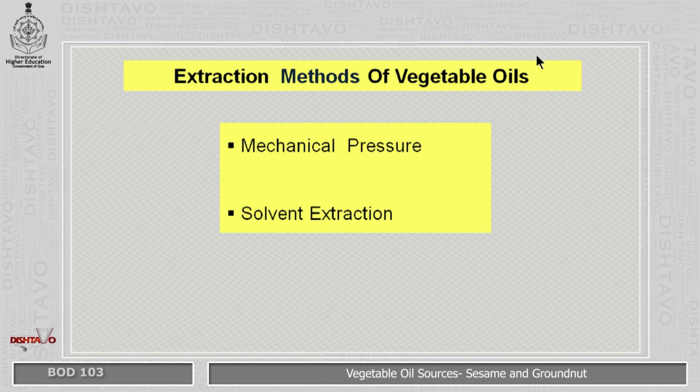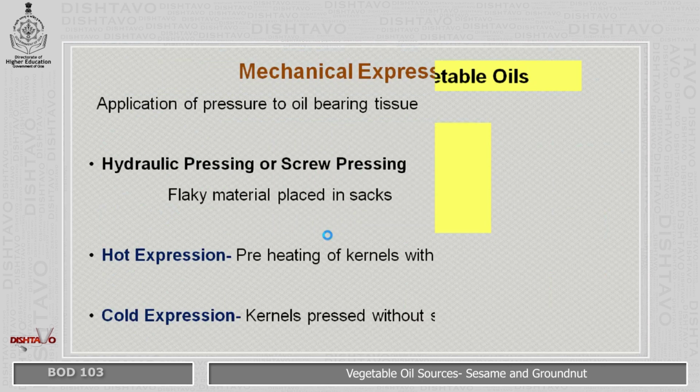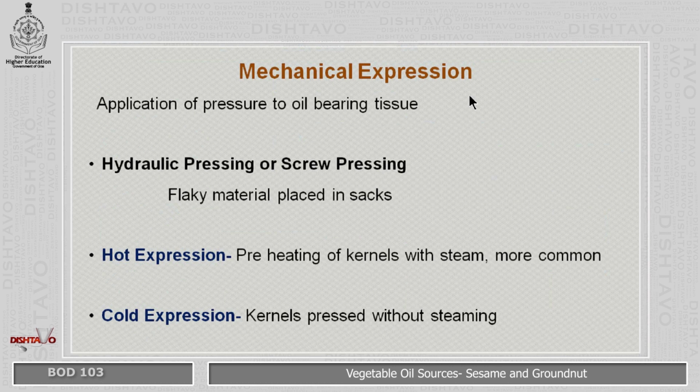Now, the extraction methods of vegetable oil: we have the mechanical extraction method and the solvent extraction method. In mechanical expression, pressure is applied to the oil bearing tissue. This is done using hydraulic pressing or screw pressing, wherein the flaky material is placed in seeds. This follows the hot expression or the cold expression.